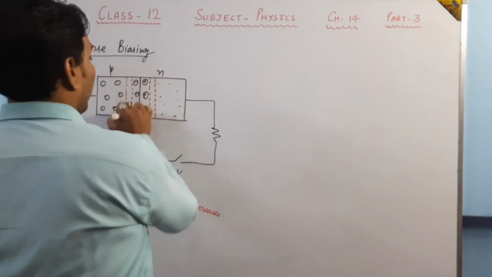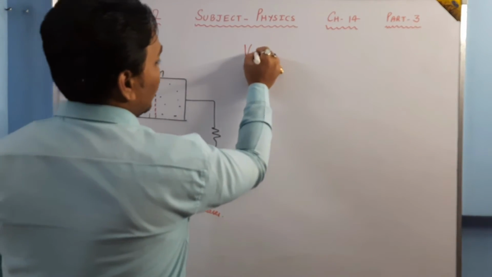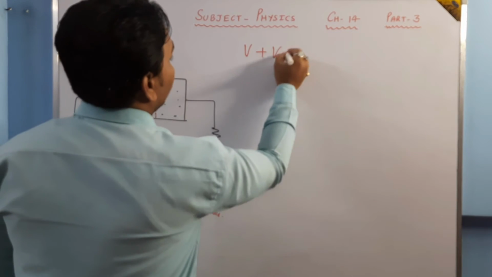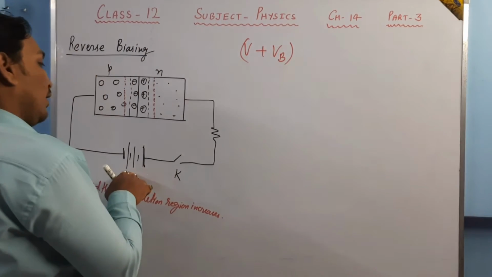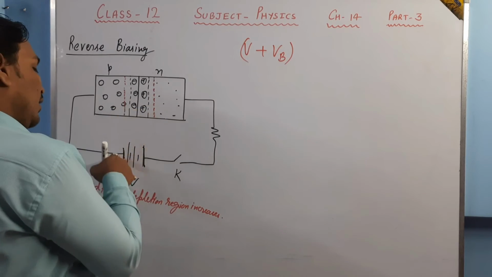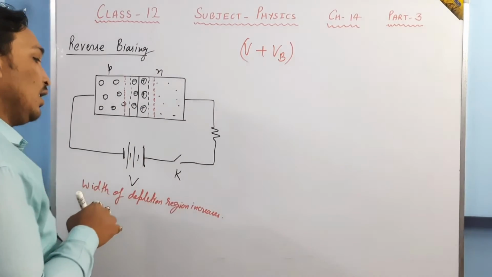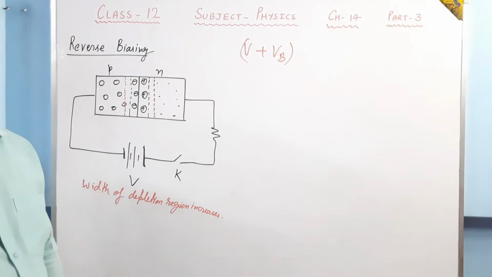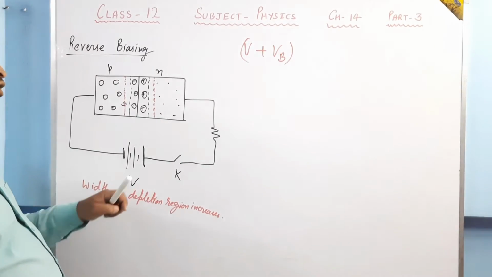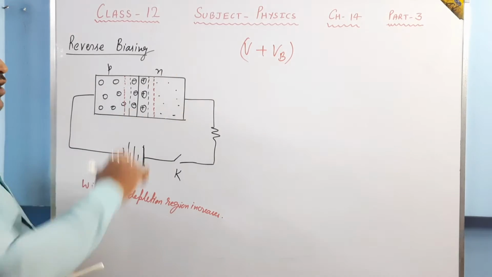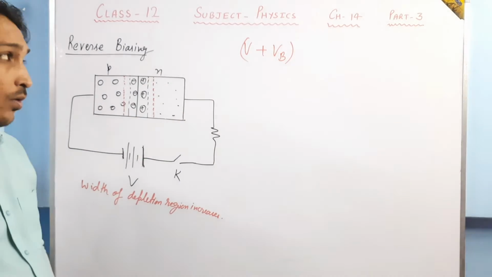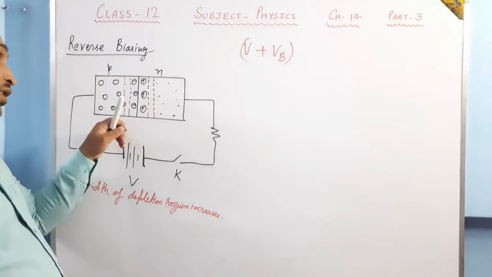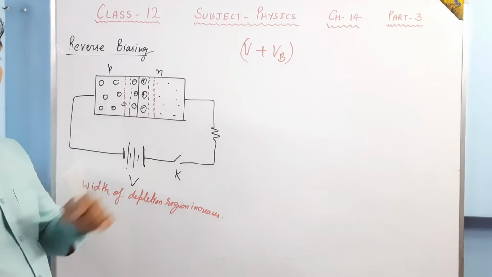And here what is happening? The net potential across the junction becomes V plus VB. Because V is connected in the same manner, this negative and this negative, this positive and this positive, they are in the same orientation, you can say. So basically the potential increases. Because the depletion region increases, the potential across the junction increases.